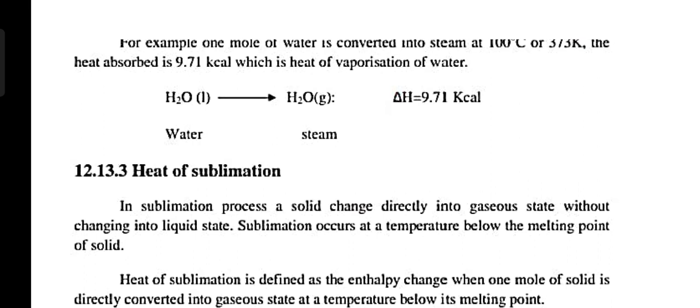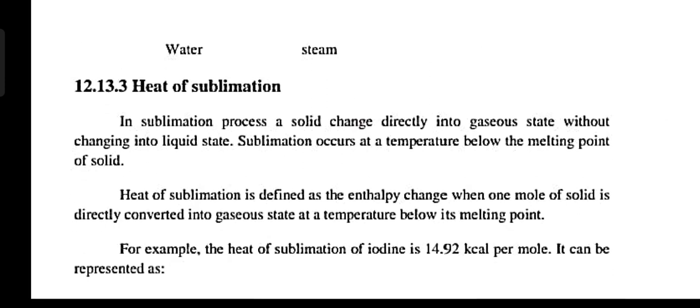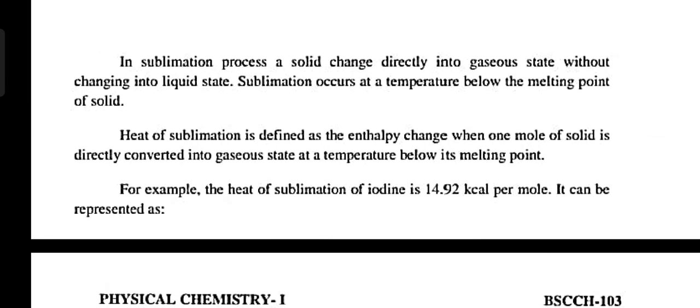Heat of sublimation. In the sublimation process, a solid changes into a gaseous state without changing into liquid state. Sublimation occurs at a temperature below the melting point of a solid. Heat of sublimation is defined as the enthalpy change when 1 mole of a solid is directly converted into gaseous state at a temperature below its melting point. For example, the heat of sublimation of iodine is 14.92 kilocalorie per mole.